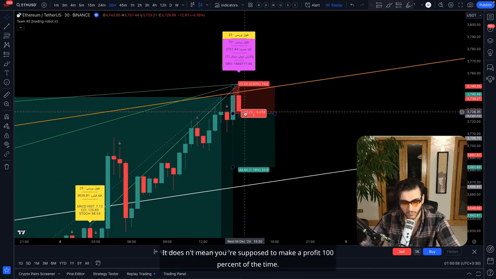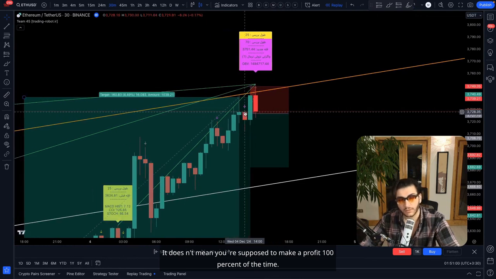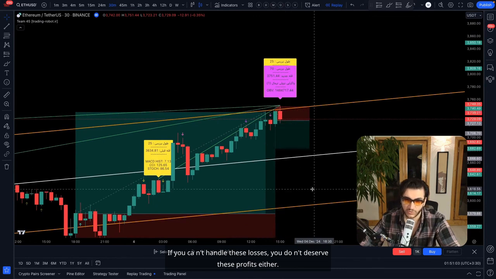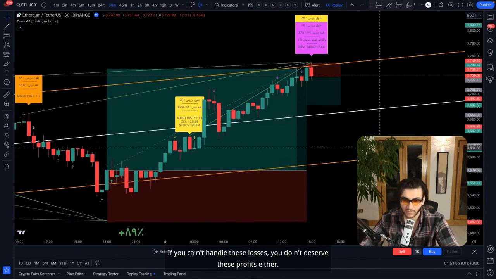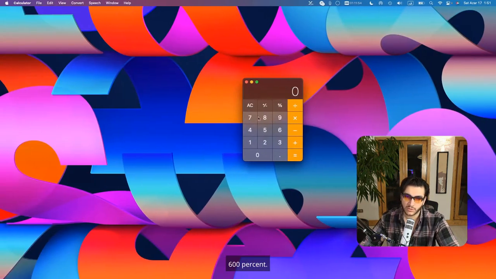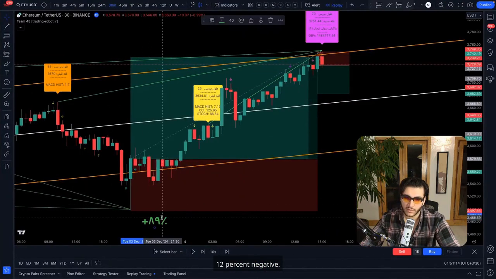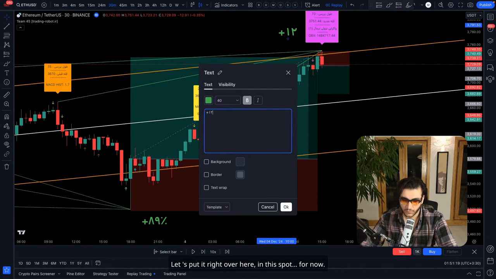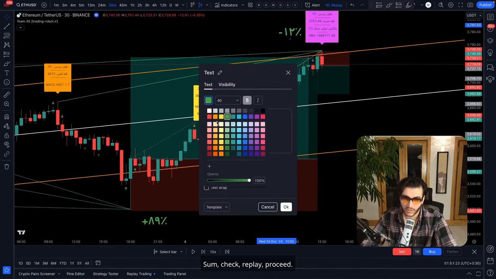It doesn't mean you're supposed to make a profit 100% of the time. You know what they say? If you can't handle these losses, you don't deserve these profits either. This is the lesson that the market teaches you. How much did we lose? 600%. We had the same leverage of 20, 12% negative. Let's put it right over here in this spot for now. 12% negative. Sum, check, replay, proceed.